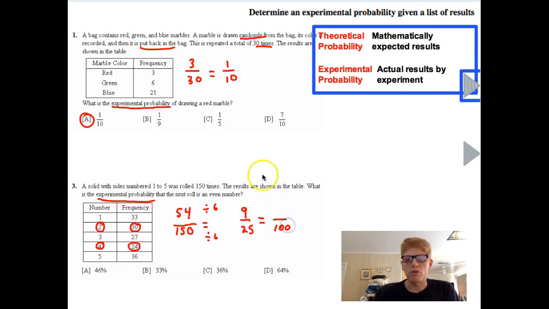We'll create a proportion. We know that we got 9 out of 25. What would that be out of 100? And we can multiply that. That's going to give us 900. We multiply these two, and then we have to divide by the 25. And 900 divided by 25 is 36. So the answer is C, 36%, or 36 out of 100.